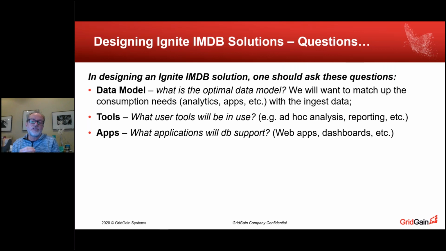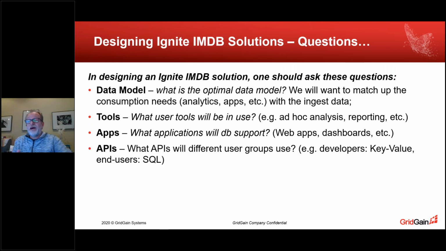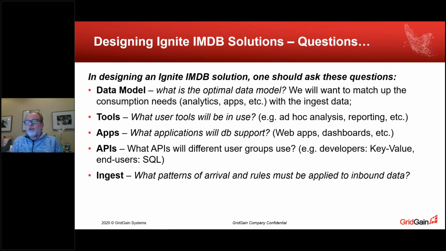Those kinds of questions go into your database design, just like you would think about what indexes you want. What APIs will your different user groups need? So developers might want key value, your end users might want SQL, your administrators might want to look at things through SQL, etc. So think about the APIs that you want there. And what's the pattern of arrival that you're going to have in your solution? Are you going to have streaming data? Are you going to have files sent to you on some scheduled basis? Are you going to pull it? Are they going to be pushed to you? These different ingest patterns and the shape of the data as they arrive are important to your solution.